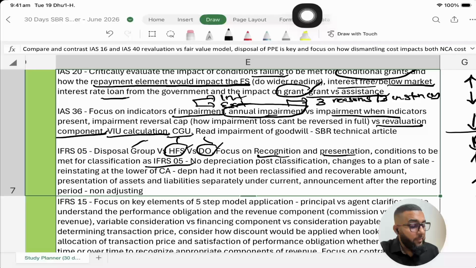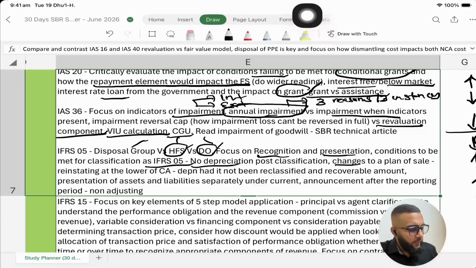Then you also need to remember that there is no depreciation post classification. And then when there's a change to plan of sale, how are you going to reinstate that back? How are you going to bring that back from IFRS 5 to IAS 16 or IAS 40 or whatever standard it was in before? How are you going to reinstate that back once there is change to the plans? If sale is not happening, how are you going to deal with it?